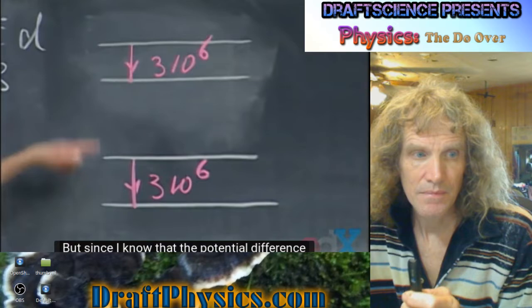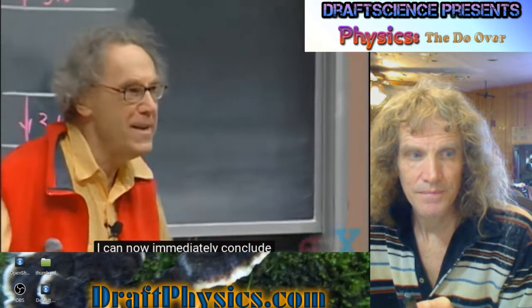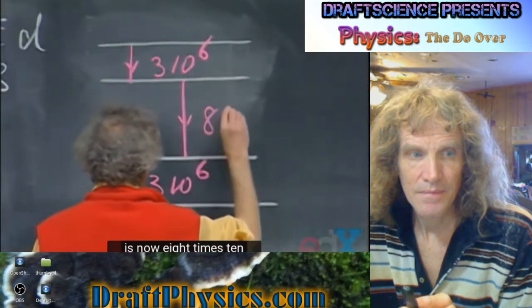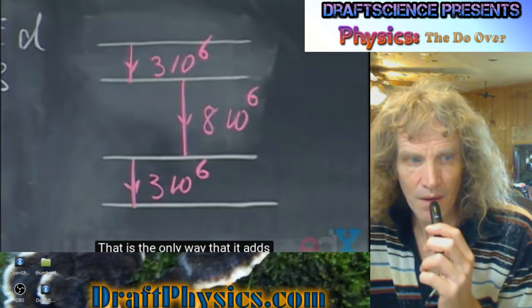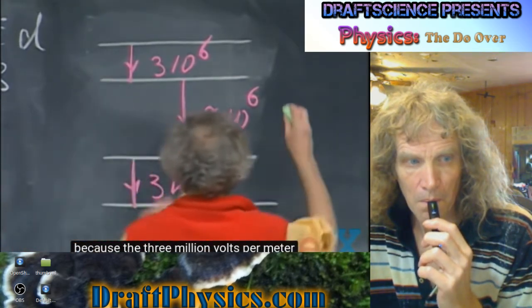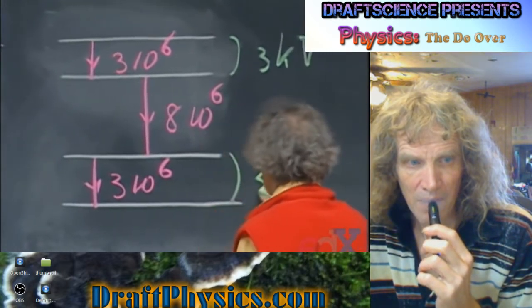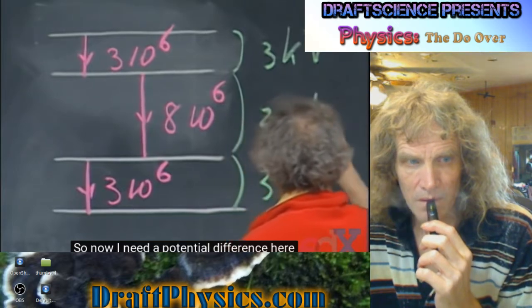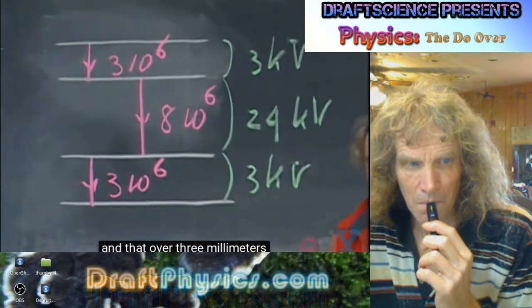But since I know that the potential difference between here and here must be 30 kilovolts, I can now immediately conclude that the electric field here is now 8 times 10 to the 6 volts per meter. That is the only way that it adds up to 30 kilovolts. Because the 3 million volts per meter gives me here 3 kilovolts. This here gives me 3 kilovolts. So now I need a potential difference here of 24 kilovolts. And that over 3 millimeters requires this field.